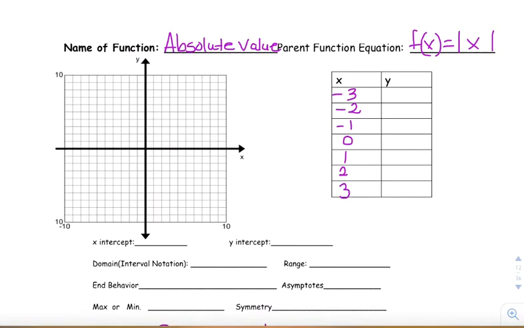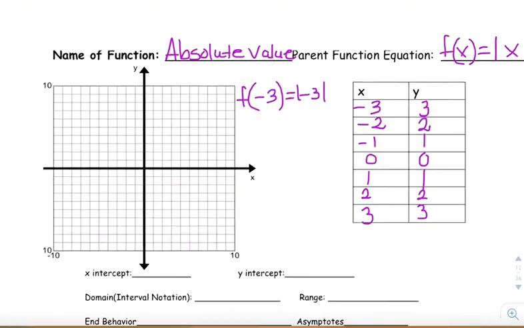So here's what happens with the absolute value. When you input, for example, f of -3, then whatever comes out of the absolute value is always a positive number. So absolute value of -3 is +3. Absolute value of -2 is +2. Then 1, 0, 1, 2, 3. Let's go ahead and graph this.